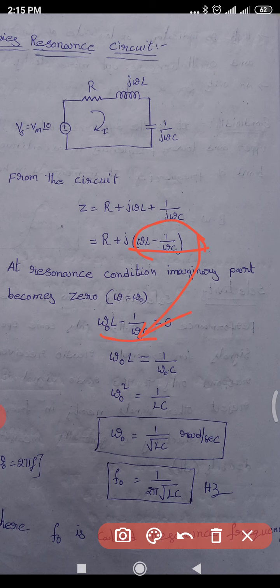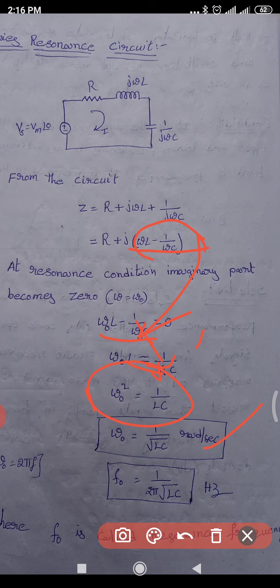If we send this term to the other side, we get omega L is equal to 1 by omega C, and moving this L to the other side we get omega square is equal to 1 by LC. Applying the square root on both sides, we get omega naught is equal to 1 by root LC radians per second. This is the angular frequency.